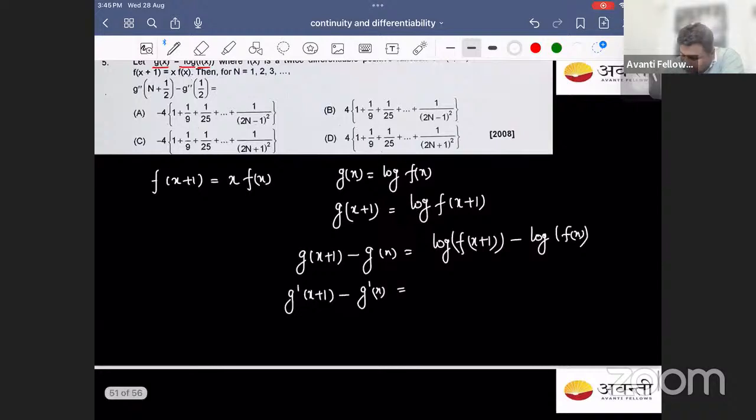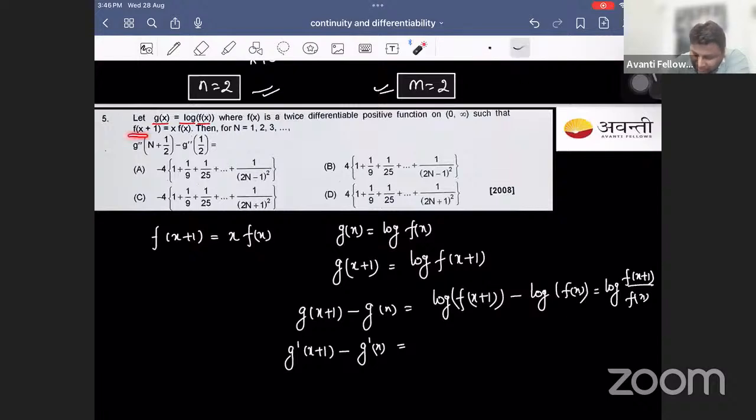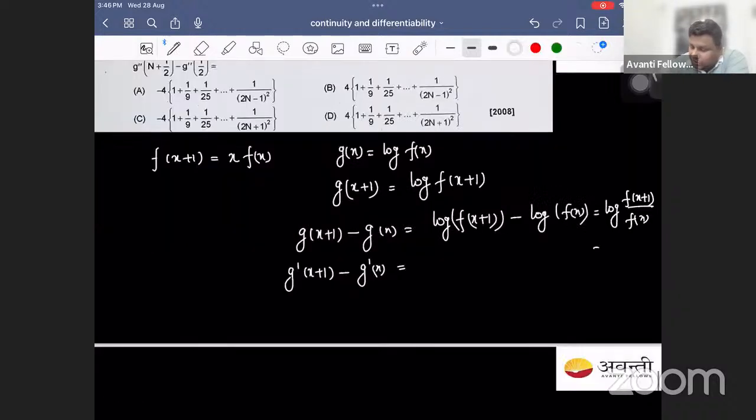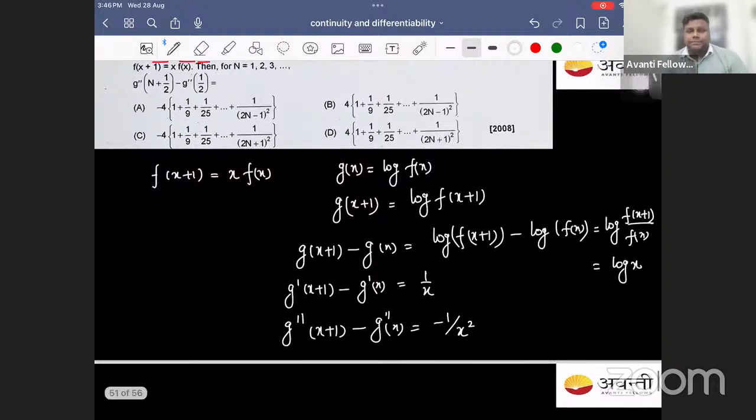Now before doing that, there's one thing we have to catch. It can be written as log of f of x plus 1 upon f of x. And from this info, f of x plus 1 upon f of x is given to me as x. So basically, this equals log x. Now it is highly simplified. Now g of x plus 1 minus g of x is basically log x. So g dash of x plus 1 minus g dash of x, the first derivative, will be 1 by x. Then the second derivative, g double dash of x plus 1 minus g double dash of x, will be minus 1 over x square. Am I clear?